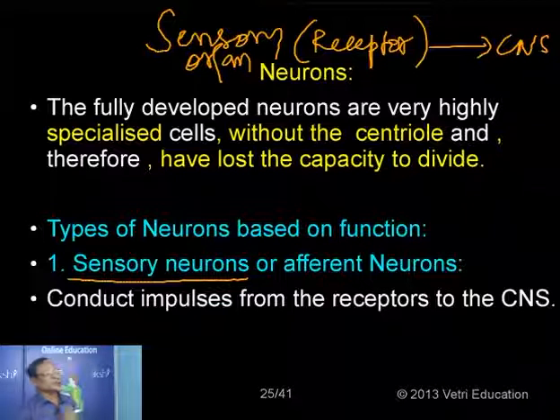The impulse movement is always from the receptor to the central nervous system. What do you mean by a receptor? The one which receives the stimulus from the external environment. The eye is a receptor, a photoreceptor, which receives the light stimulus. The ear is a receptor, a phonoreceptor, which receives sound. The stimuli in the form of impulses are carried to the central nervous system by the sensory neurons, also called afferent neurons. So, number one, the sensory neurons or afferent neurons carry impulses from the receptor or sense organs to the central nervous system.